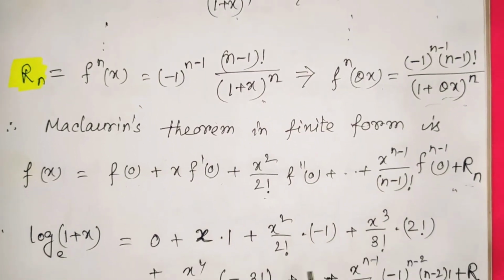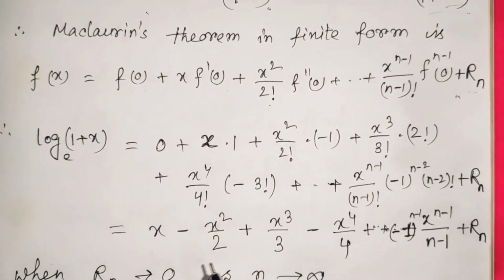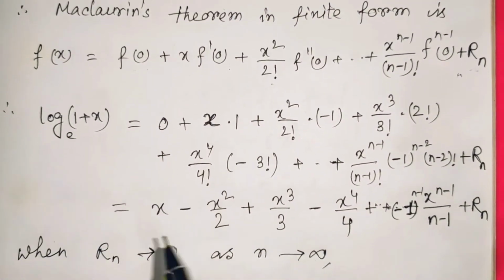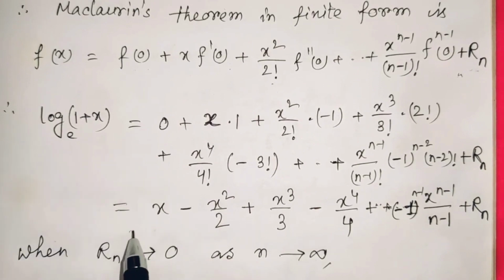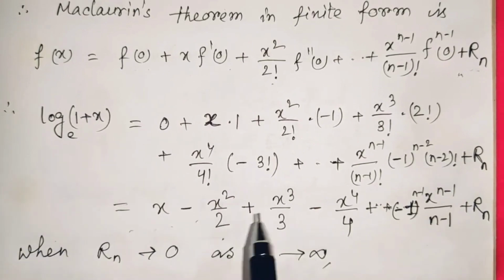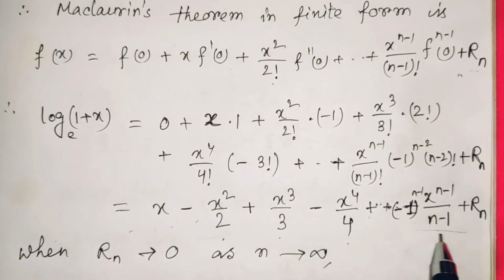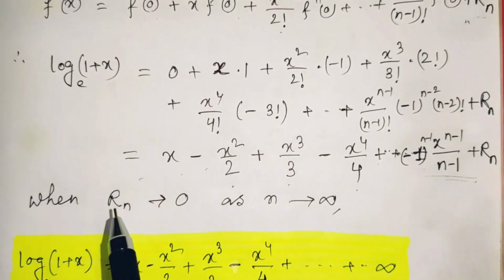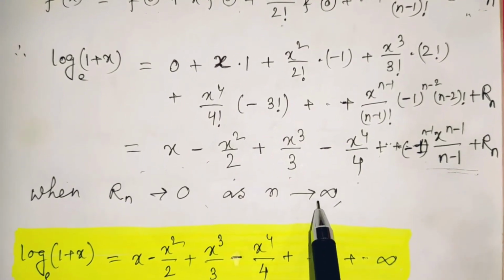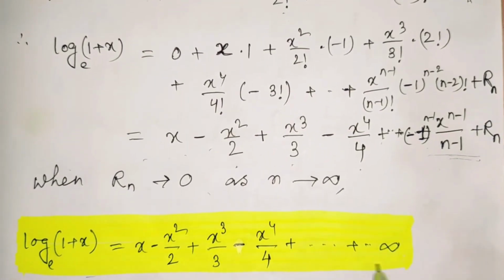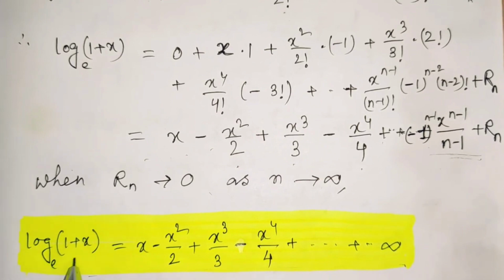Now if you substitute all those values and simplify, then you will find the finite series for log of 1 plus x is equal to x minus x square by 2 plus x cube by 3 minus x to the power 4 by 4 in this way, and these are the last two terms. And when Rn tends to 0 as n tends to infinity, we will find the infinite series for log 1 plus x.